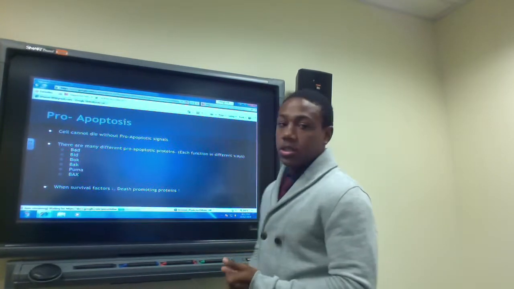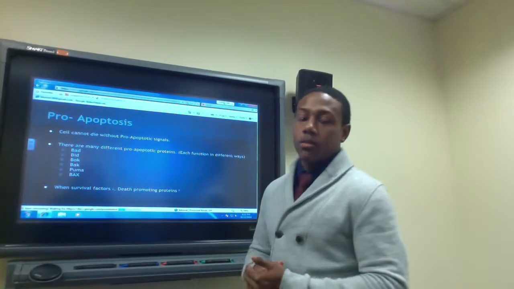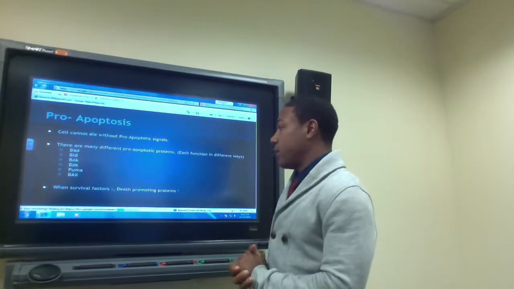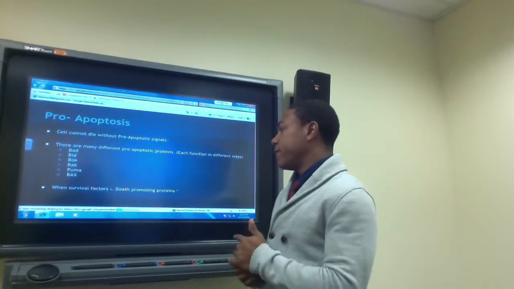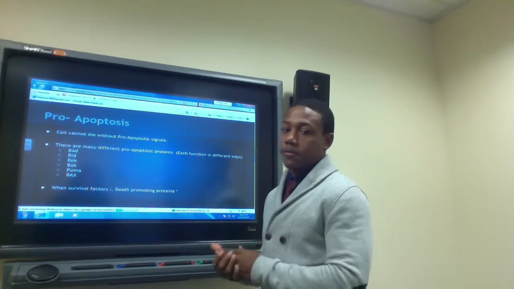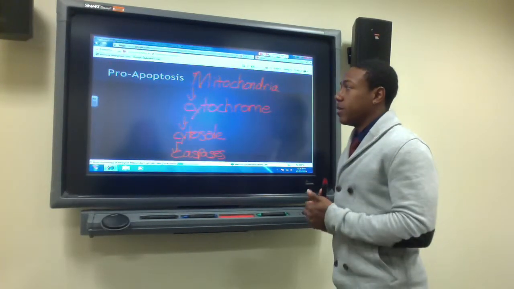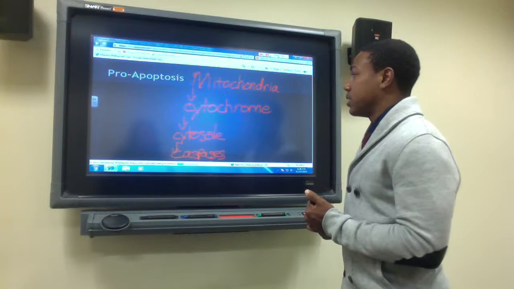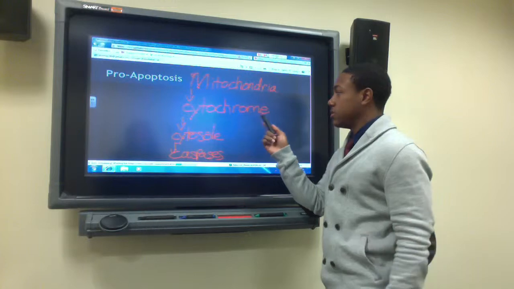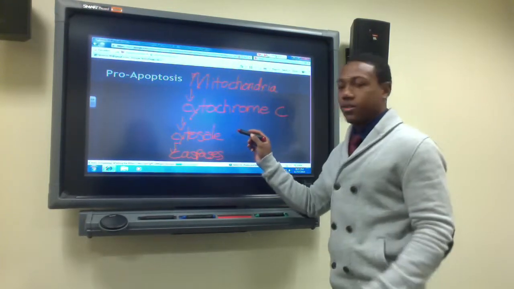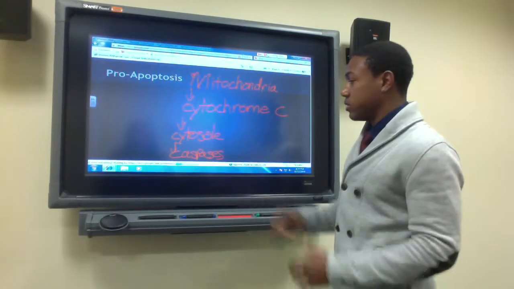Survival factors and pro-apoptosis proteins are in a constant battle at the mitochondrial membrane. And when the death-promoting proteins outweigh the survival factors, that's when apoptosis can occur. So once the pro-apoptotic genes out-battle the anti-apoptotic genes at the mitochondrial membrane, the mitochondria then leaks cytochrome C into the cytosol, and then that progresses to caspases. And once caspases occur, that's when you get apoptosis.